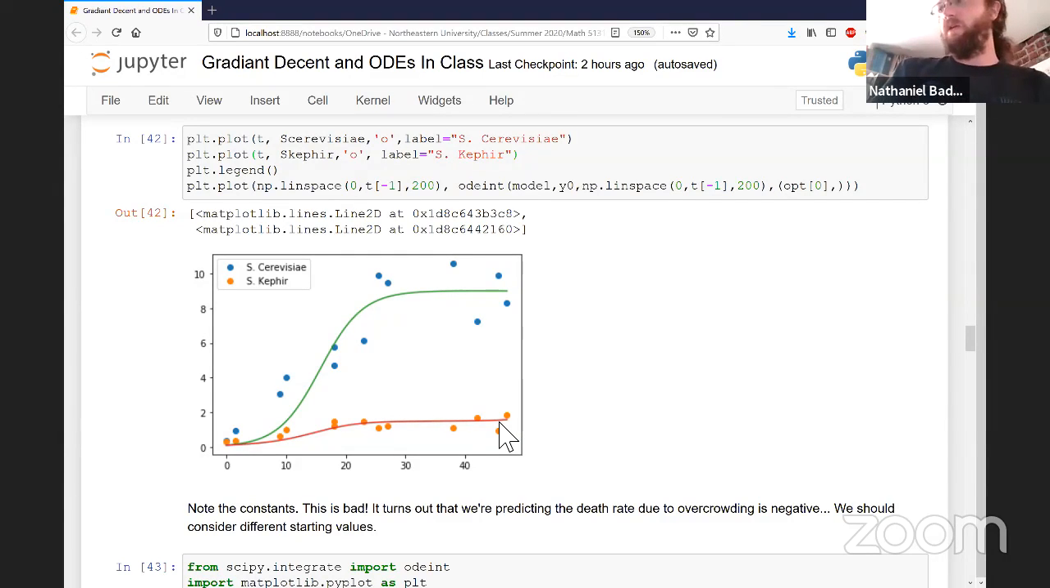Okay. So, are there any other questions about fitting and gradient descent and Python and what we have done up until now?